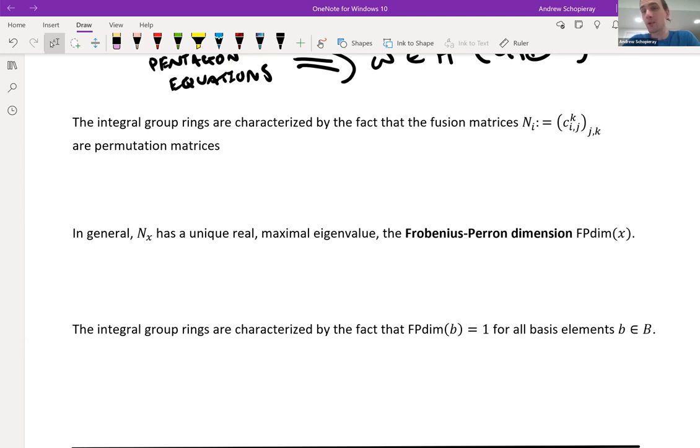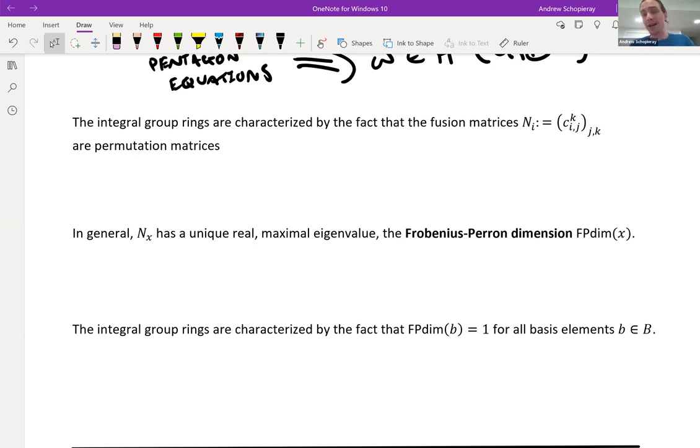That's because when I take a product of g with anything in the group, I just get another group element. So this is very specific to these group rings. If I have something more complex in the multiplication, I'm certainly not going to get permutation matrices in this way.